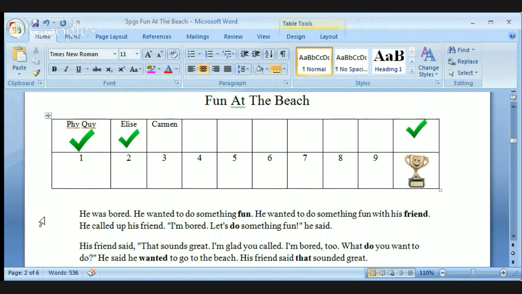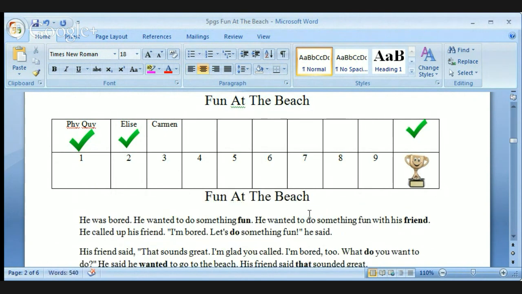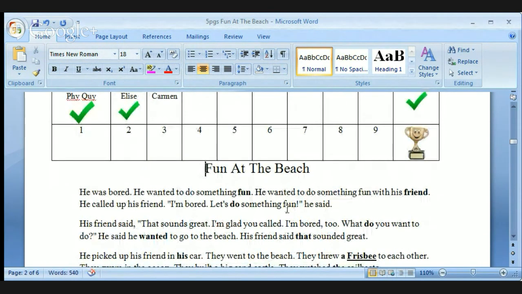Carmen, would you take a turn and read for us Fun at the Beach? Okay, just let me get the document because I just came in. Give me just one second because I'm trying to find something in here. Okay. Just one second, please.